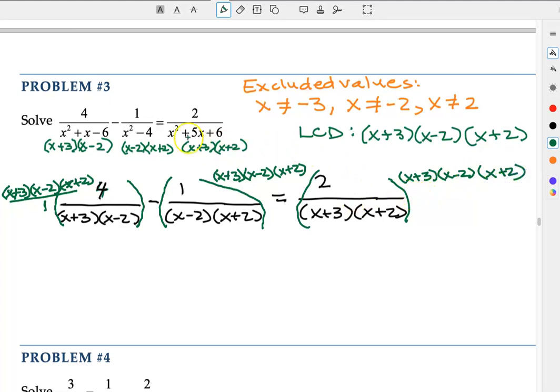Okay, so remember our objective here is to kill off the denominators. Just looking at this first fraction part, I can see I've got an x plus 3 on the bottom I want to get rid of, so let's get rid of that x plus 3 on the top. All right, x minus 2 with that x minus 2. So now I'm just left with 4 times x plus 2.